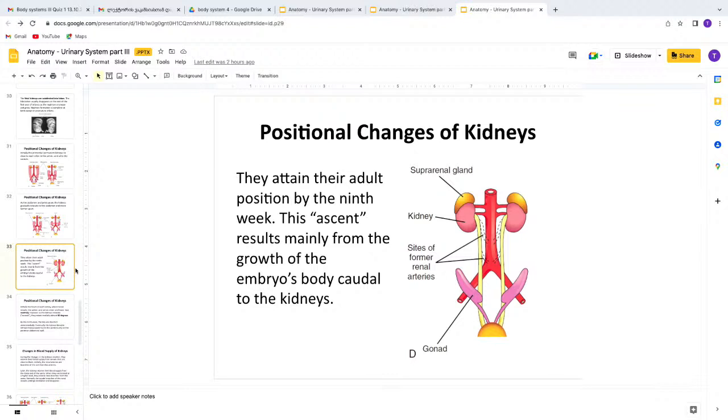As the child is growing, we're having ascent of the kidneys slowly, and you see that we already formed renal arteries here, the suprarenal glands are in their normal position, and the gonads have even descended down.